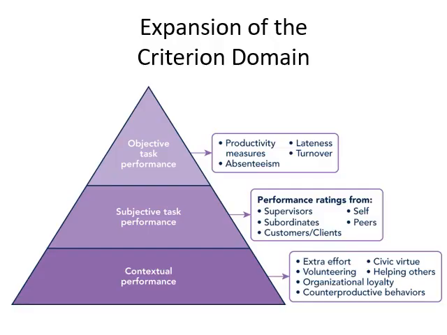So another way to conceptualize the expansion of the criterion domain is to think that the first thing we probably want to measure is, can we get to objective measures of task performance? So that's the first thing we're going to focus on. Can we get productivity measures? Can we get absenteeism, lateness, and turnover? And how important are those to the job?